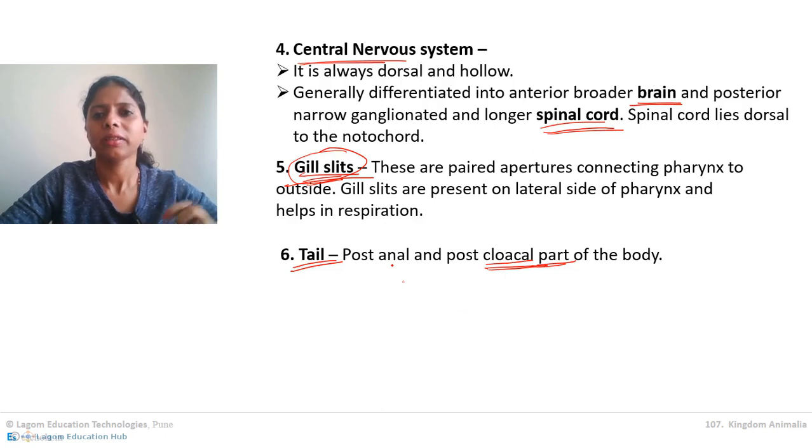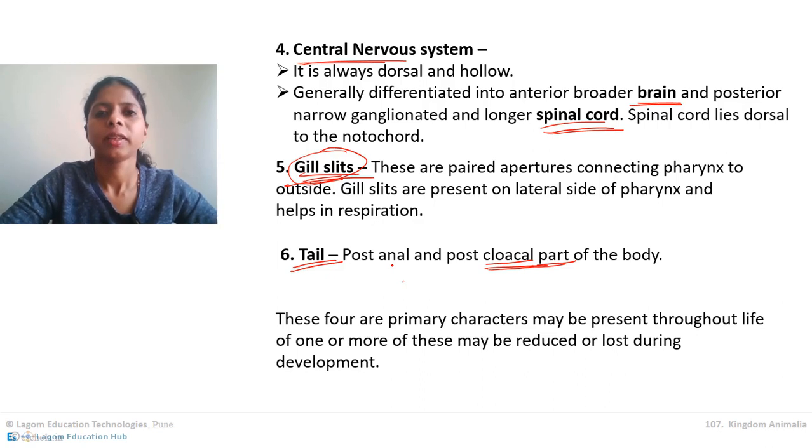Now, remember the diagnostic characteristics. First one is the presence of notochord, most important. Second is the presence of a nervous system, then the presence of gill slits at least at certain stages of life, and the presence of a tail at least at certain stages of life. These are the primary characteristics which each chordate should have.